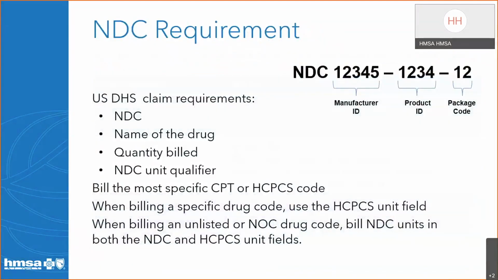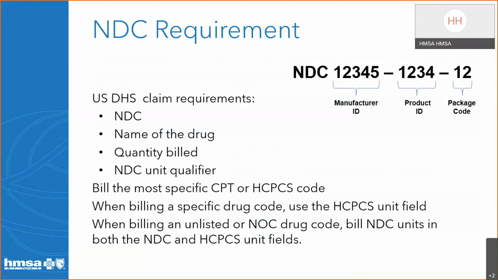The United States Department of Human Services requires certain information on outpatient claims for drugs as permitted by the Affordable Care Act. Information required on the claim includes the National Drug Code, or NDC, of the drug dispensed, the name of the drug, the quantity billed, and the NDC unit qualifier. For example, whether that would be in grams or milliliters.